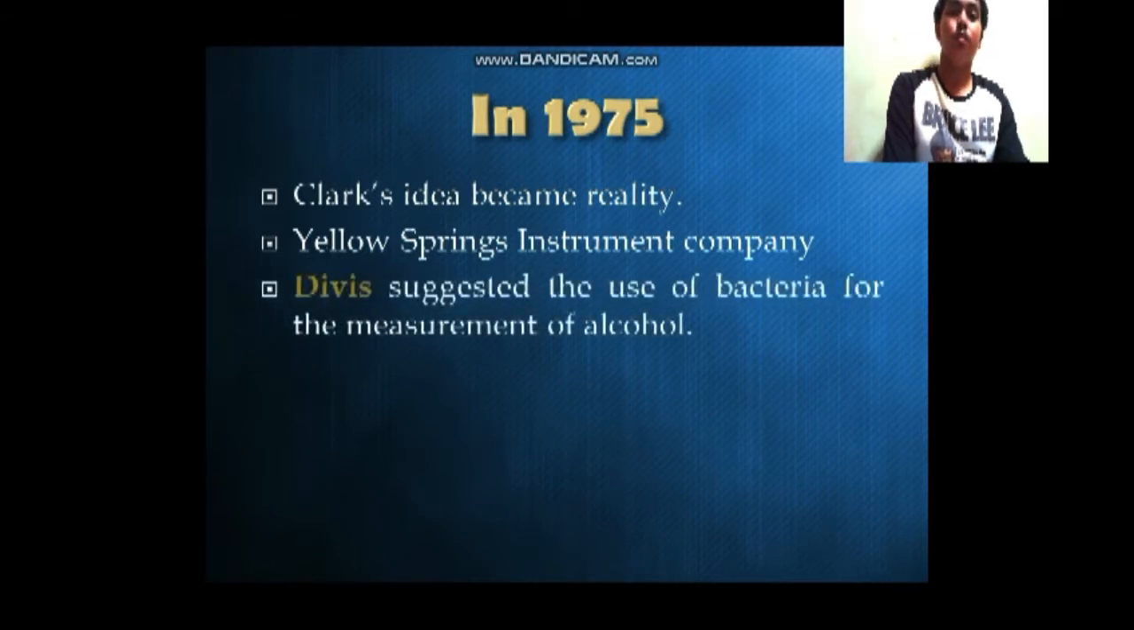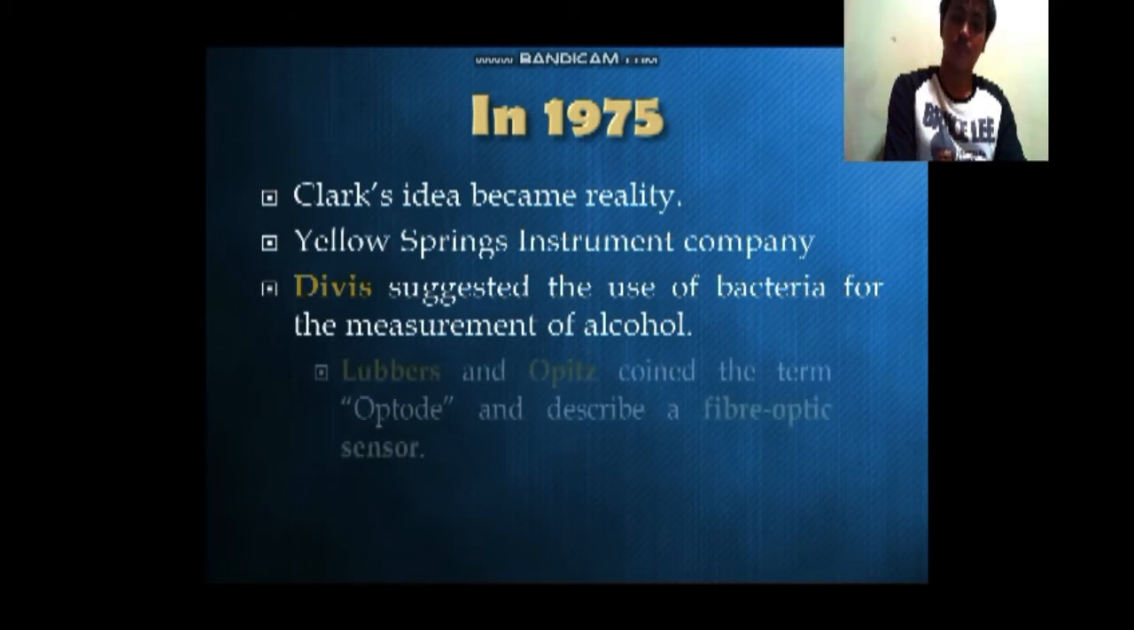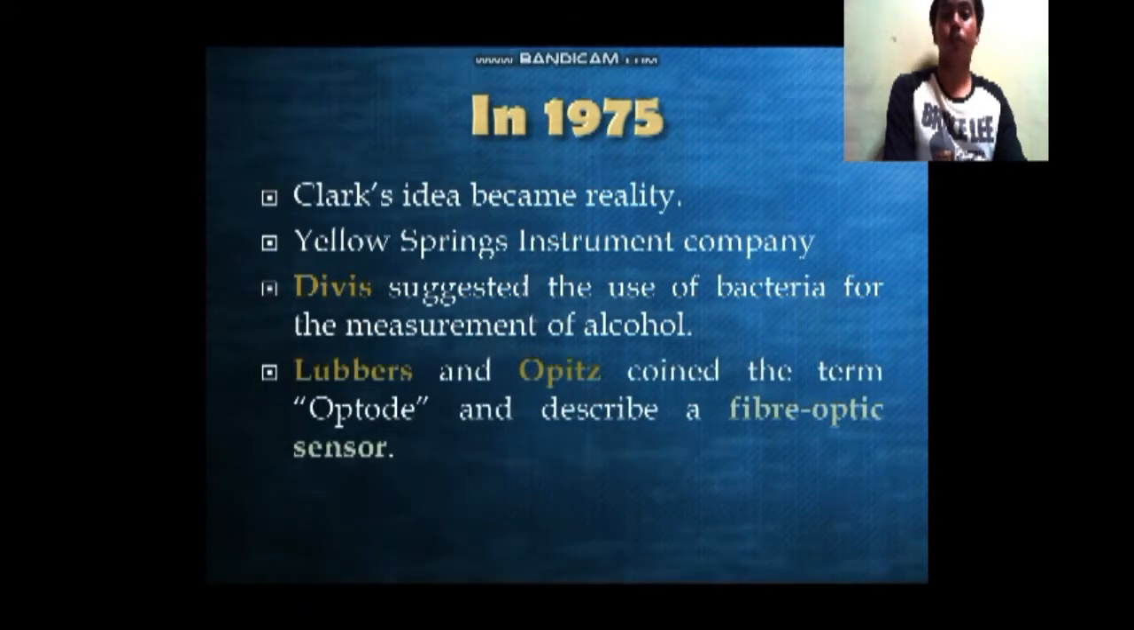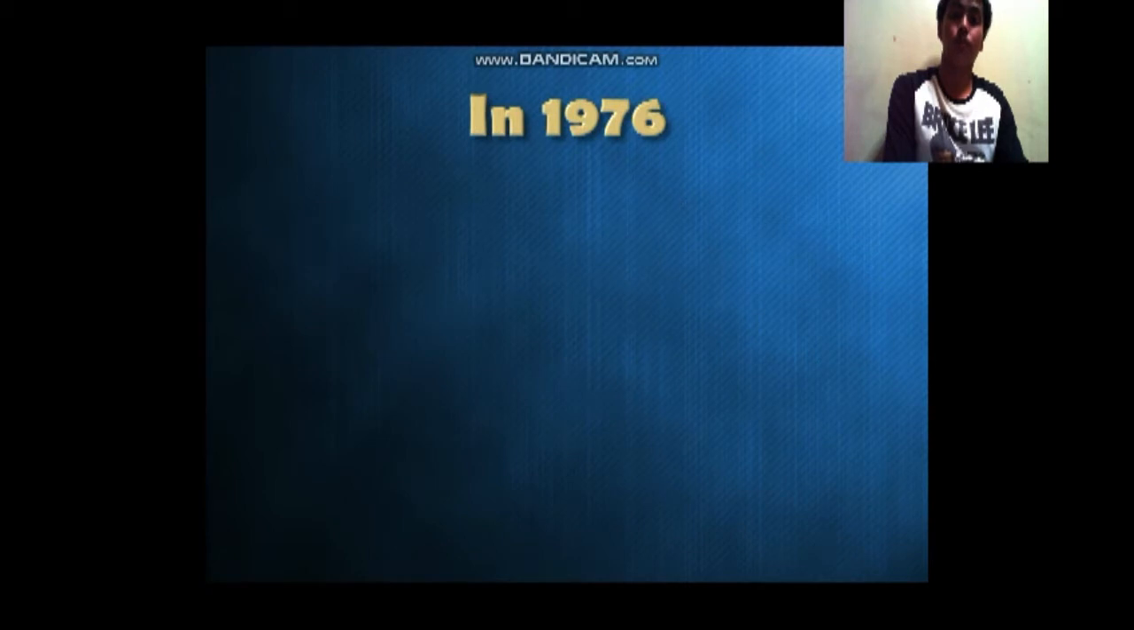In the same year, Divies suggested the use of bacteria as biological element in a microbial electrode for the measurement of alcohol. Lubbers and Opitz coined the term optode and described a fiber optic sensor, which is an indicator used to measure carbon dioxide or oxygen.